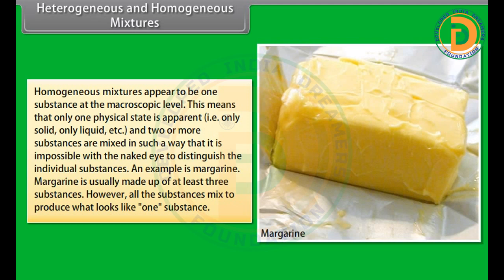An example is margarine. Margarine is usually made up of at least 3 substances. However, all the substances mix to produce what looks like one substance.